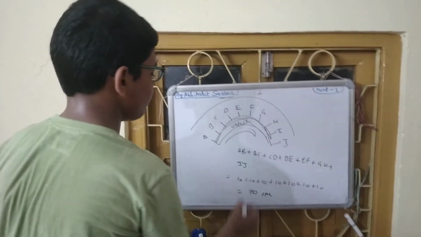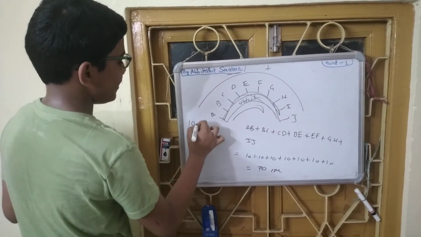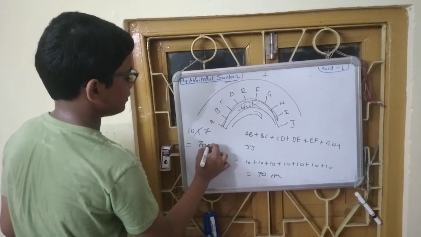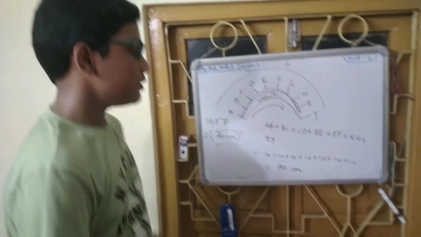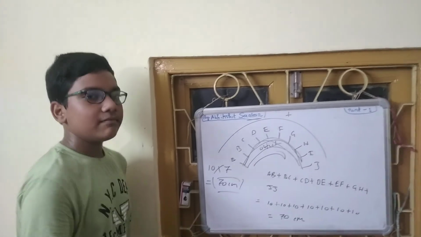Now there is a short trick for this. If there are 7 tens, we can multiply 10 by 7 and also get 70 centimeter. The short trick is, instead of writing 10 plus 10 plus 10 and so on, we can write 10 multiplied by 7.